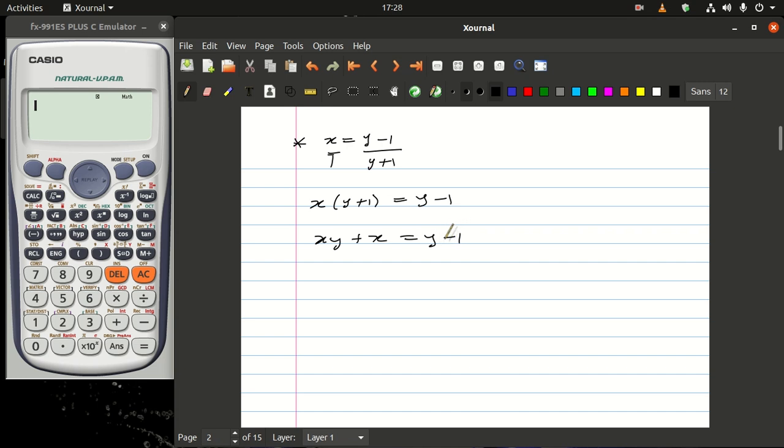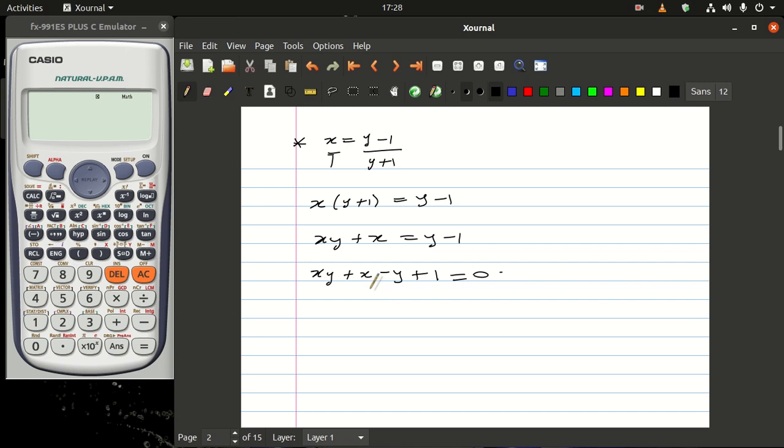I'm going to take everything from this side to the left, and I will end up having xy plus x minus y plus 1 equal to 0. So this x is this one, minus this y, because it's jumping the equal sign, it's changing the sign, is equal to 0.